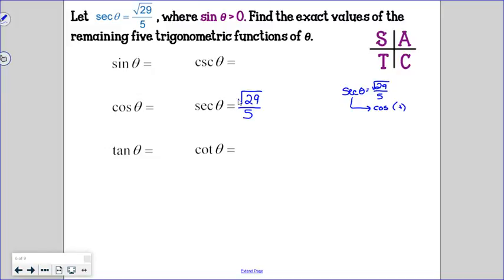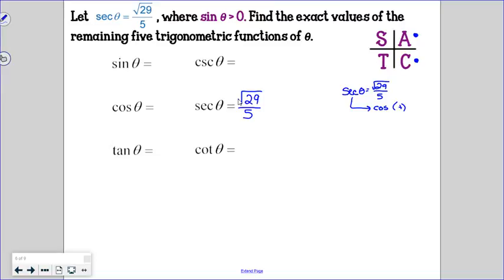So as I think through my all students take Calc, I identify for myself, okay, which quadrants can this happen in? Well, all things are positive in quadrant 1. So our triangle could be in quadrant 1. Sine only, tangent only. Cosine is positive in quadrant 4. So right now I've narrowed it down to 2 quadrants.